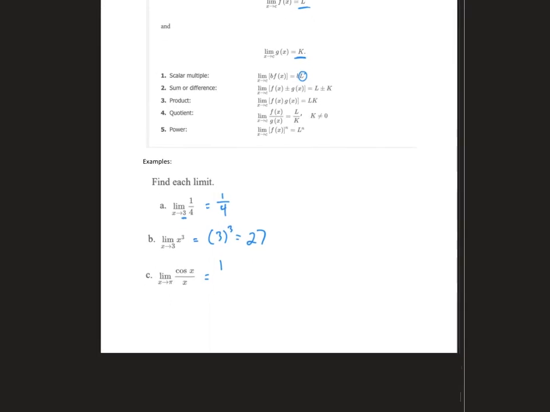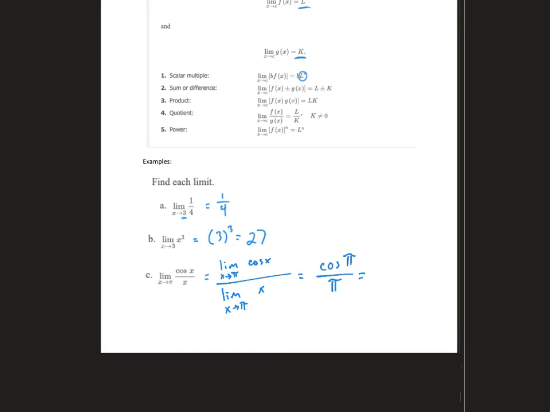So technically, I'm doing the limit of cosine x as x approaches pi, divided by the limit of x as x approaches pi. Now we don't have to show this work every time, but it's just giving you an idea of how we're using the quotient property. So if I'm looking at cosine x and x is approaching pi, well, nothing crazy is happening at pi, so that's just cosine of pi divided by pi.